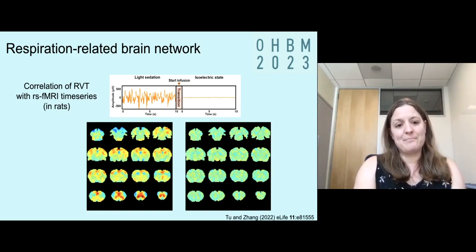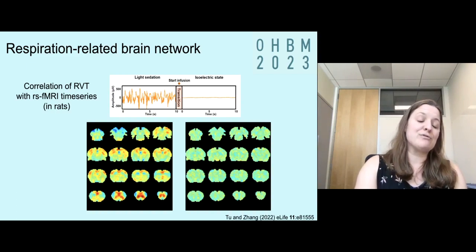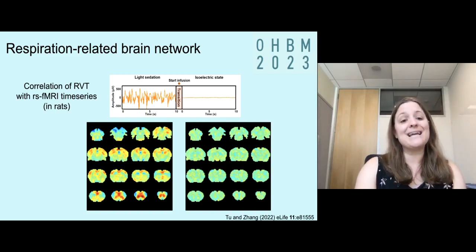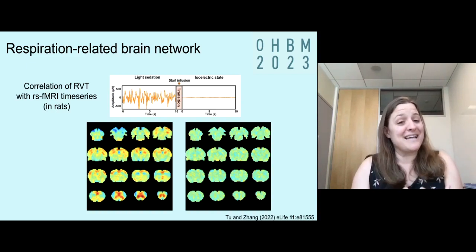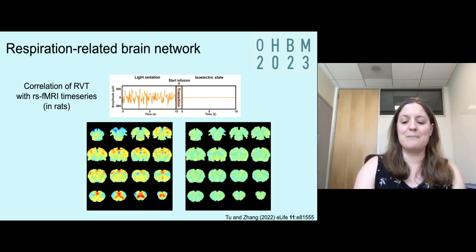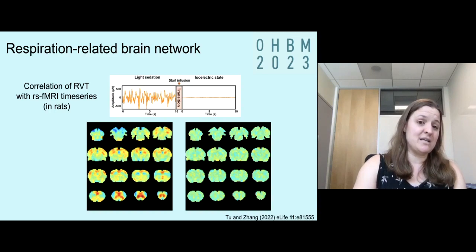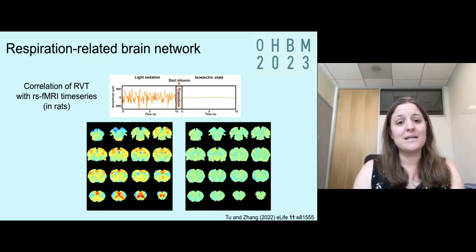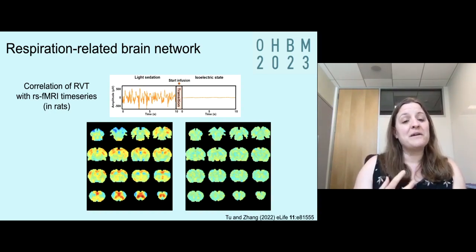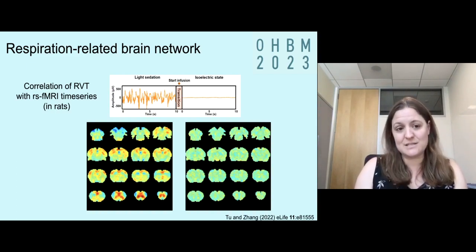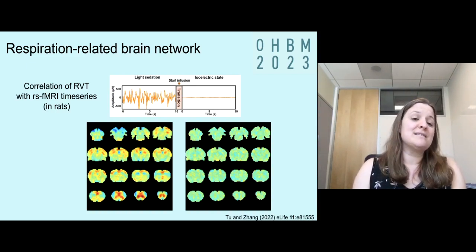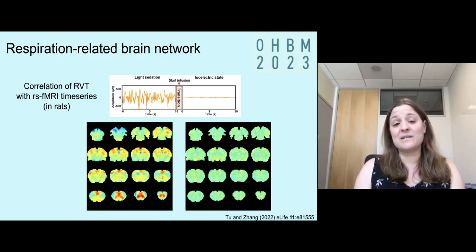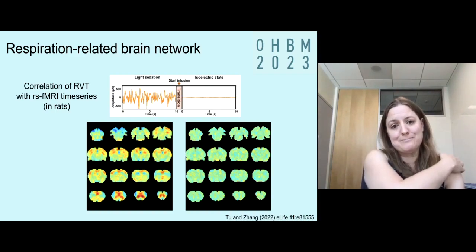What they observe is that during this light sedation, where there is neural activity, you see a relationship between breathing patterns and the resting state time series that kind of creates something that looks very structured and network-like in the rodent brain. Whereas in the isoelectric state, that basically disappears. And critically, this RVT measure looked very similar in both of these conditions. So this suggests that there really is a respiration-related brain network that links together aspects of cortex, subcortical regions, and beyond.